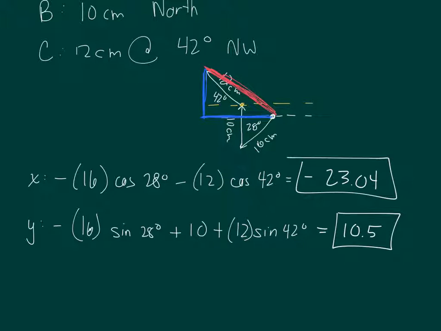Remember, this base length here is 23.04. This is 10.5. You do not need to include the negative sign when you do this because you're going to square it anyway, which makes it a positive anyhow. So please, just don't even use the negative sign here. You don't need it at all, besides it tells you that you're going west. Okay, Lil, what do you got?